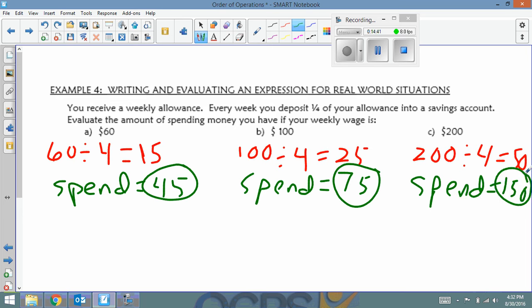Okay, so that's just a little bit about order of operations and expressions.